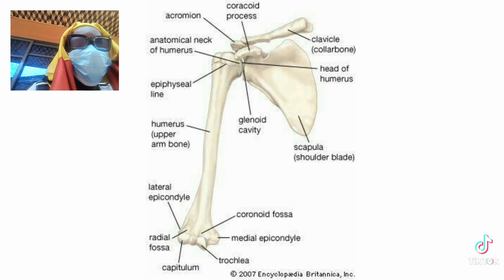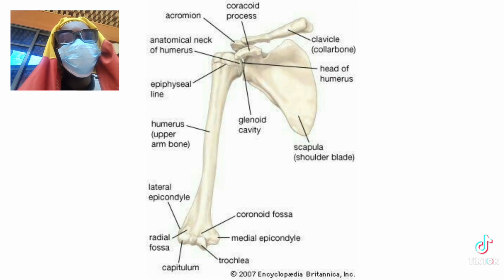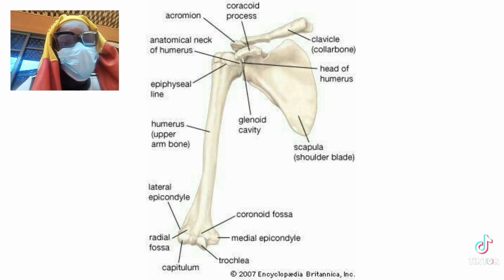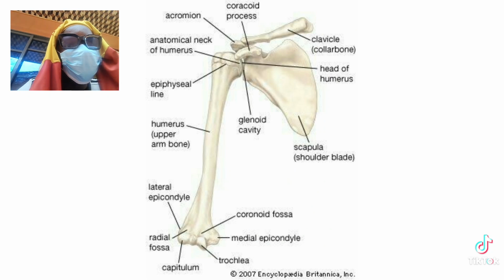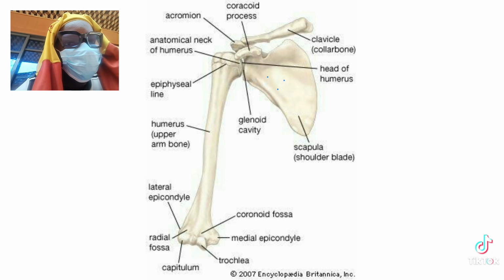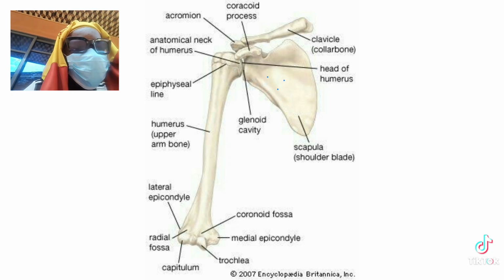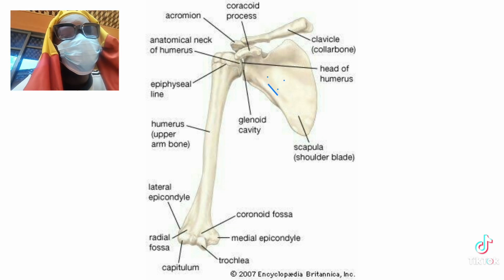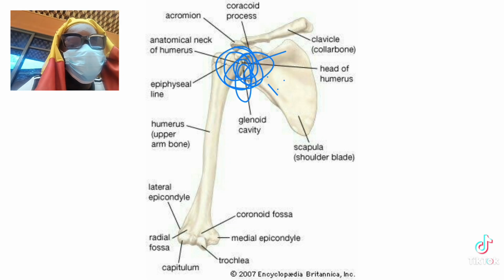What you are seeing here. Well, let me ask you, where does the head of the humerus articulate? It articulates with the scapula. If you are very sure, you see that it articulates with the glenoid process of the scapula.